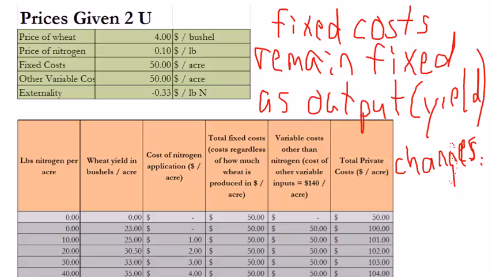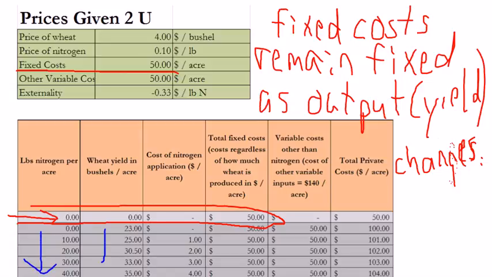Fixed costs, as the name implies, are costs that remain fixed as output, in this case wheat yield, changes. Notice up here that I've given you fixed costs, and they're at $50 per acre. And down here in our table, this row right here, the second row, that's the case where we don't produce any wheat. And even if we don't produce any wheat, we still have to pay that fixed cost of $50. Then if we decide to increase the amount of nitrogen we apply so that we get more yield, that fixed cost still remains at $50.